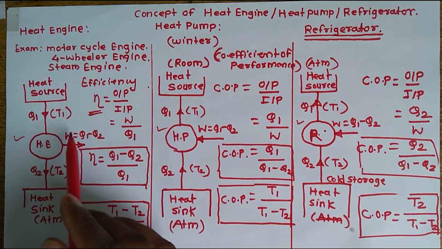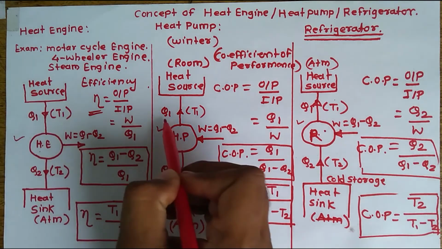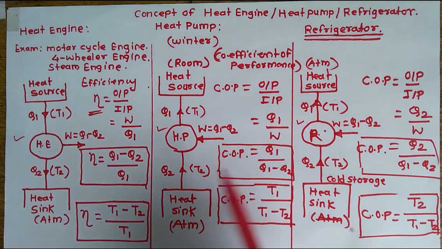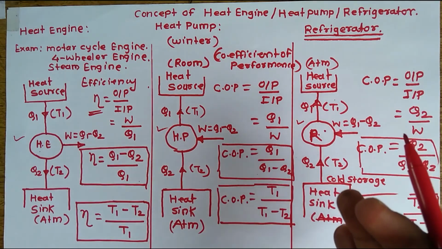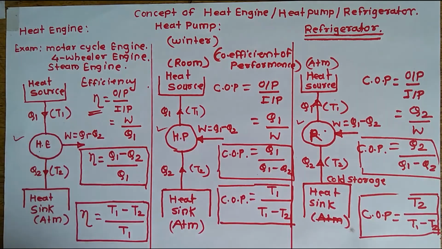So now there is a power producing device, only the difference is direction. So here also we can see this will be Q1, Q1, Q1, this will be Q2, Q2, Q2. So you can easily remember those three figures, and if you have understood the concept, you can easily find out these formulas. Problems on the heat engine, heat pump and refrigerator are always asked in the IES exam, GATE exam or any competitive exam. This type of problem on these systems will always be asked.